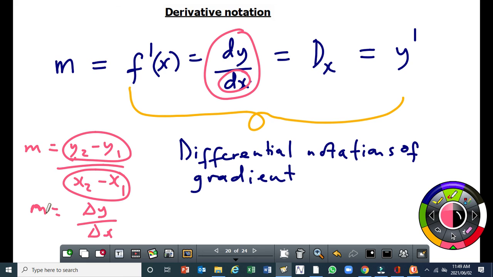So don't get confused. F prime of x, gradient. Dy dx, gradient. D x, gradient. Y prime, gradient. So 4 notations for the same concept. All right? Any question?